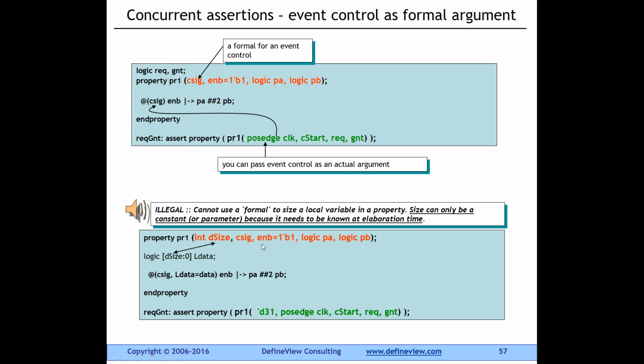So this is a mistake people make when they are trying to create a set of properties and sequences which are of generic nature. For example, in this case, the bus can be of different size, and you can pass different register sizes to size a register inside the property, but that is illegal. So be careful of it.